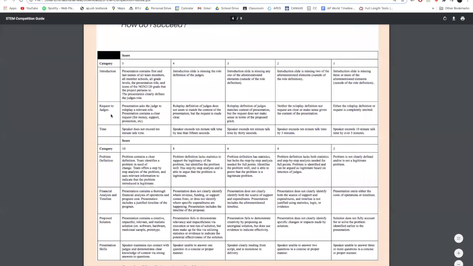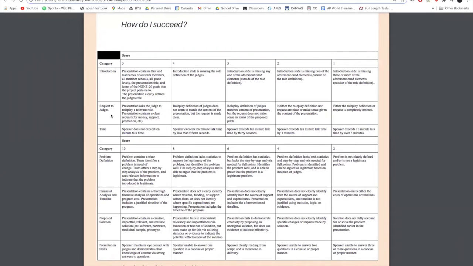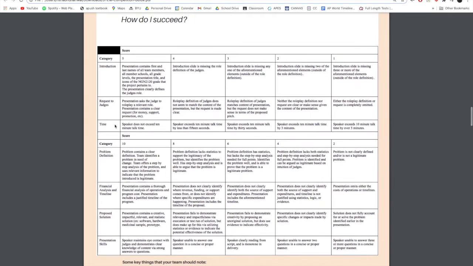Your requested judges. Your judge will need to play a role. You need to ask for money, support, promotion, maybe Facebook or Instagram ads. You need to tell the judge who you want them to play. Time. The time must be under 10 minutes, no matter what.